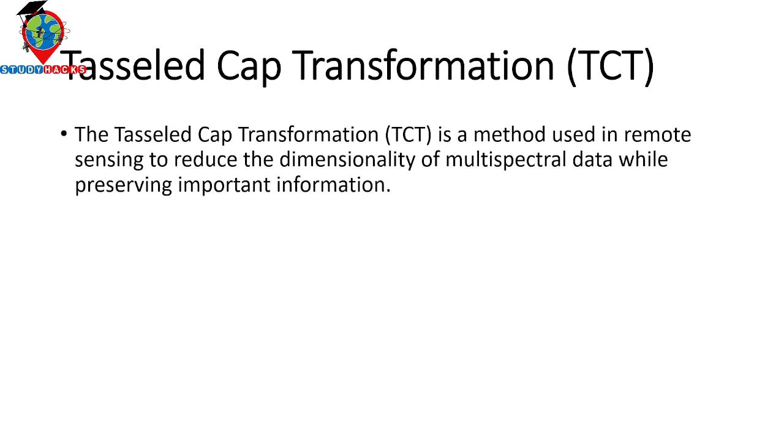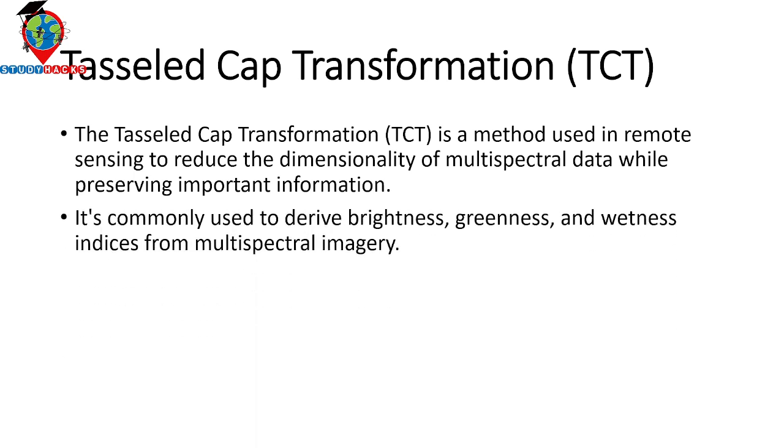So first of all, the Tasseled cap transformation. The short name is TCT, and it's a method used in remote sensing to reduce the dimensionality of multispectral data while preserving the important information. Mainly it is used to derive the brightness, greenness, and wetness indices from multispectral imagery. Using Google Earth Engine, we can easily detect the brightness, greenness, and wetness indices from multispectral imagery.